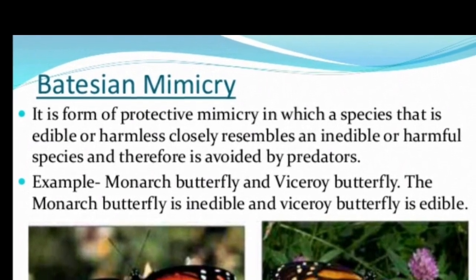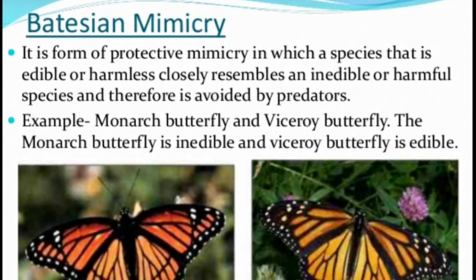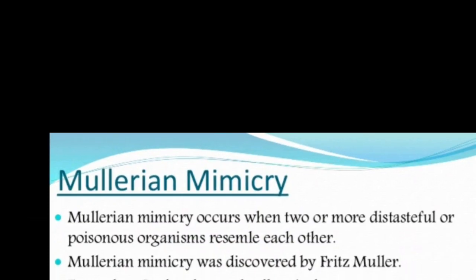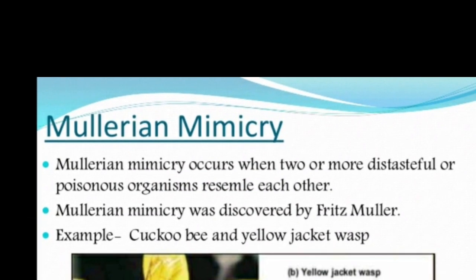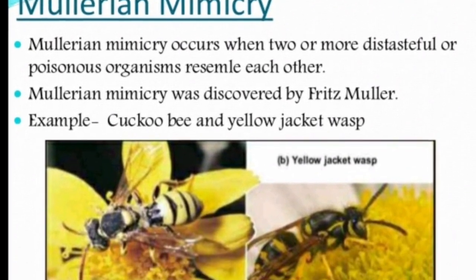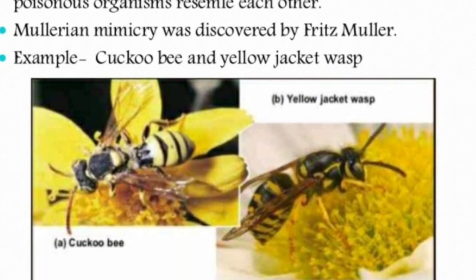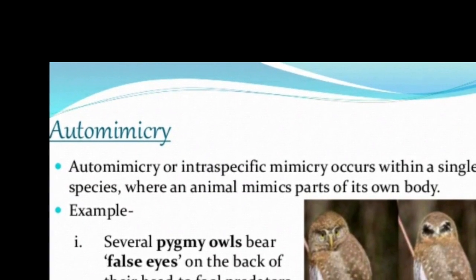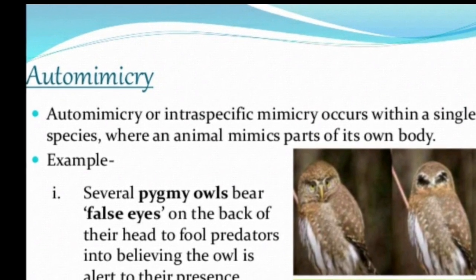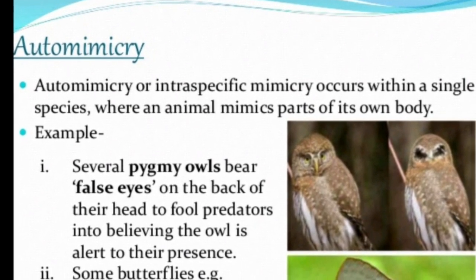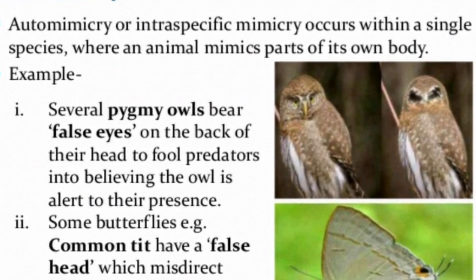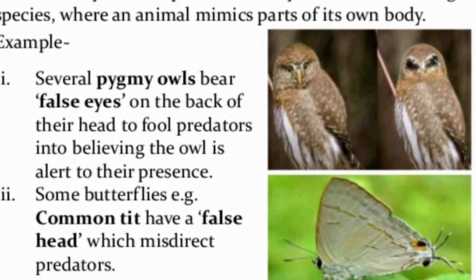In Batesian mimicry, palatable animals mimic the bad tasting. Mullerian mimicry is done when two or more poisonous organisms resemble each other. Automimicry occurs in intraspecific organisms, which occurs when a single species mimics a part of its own body.